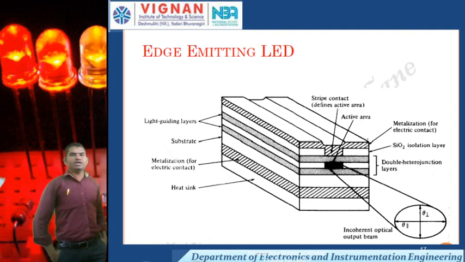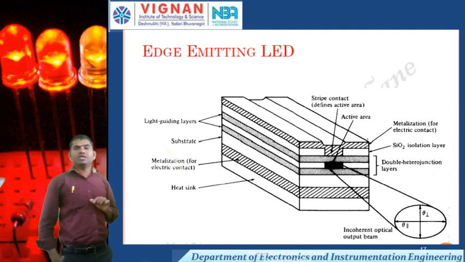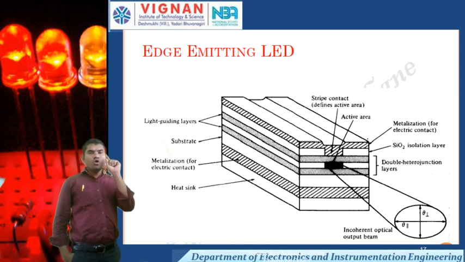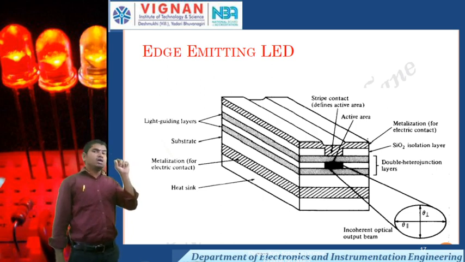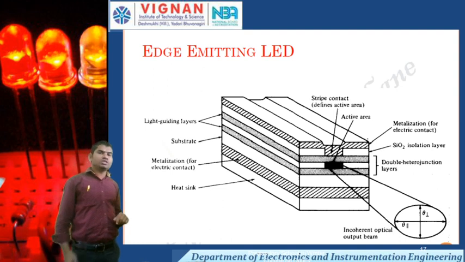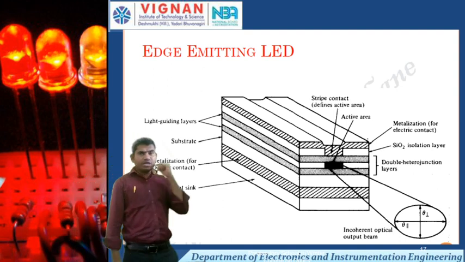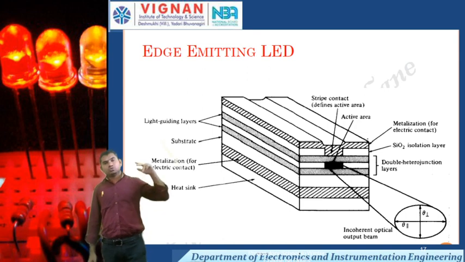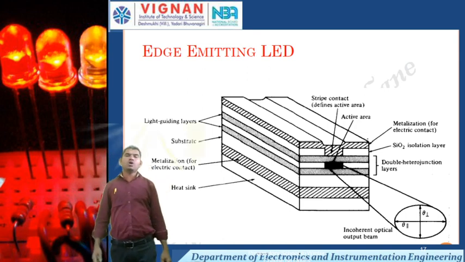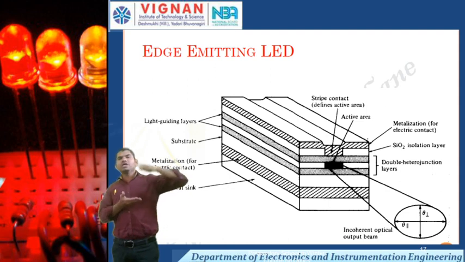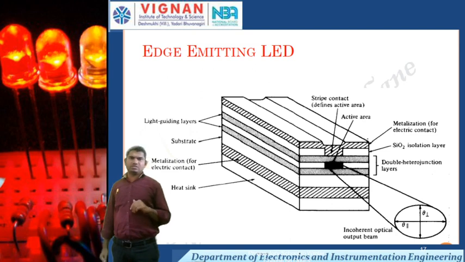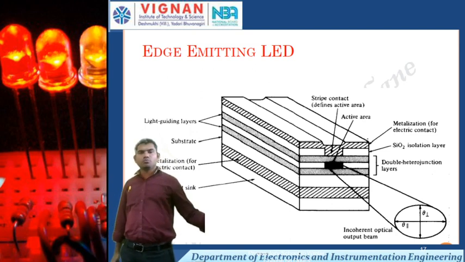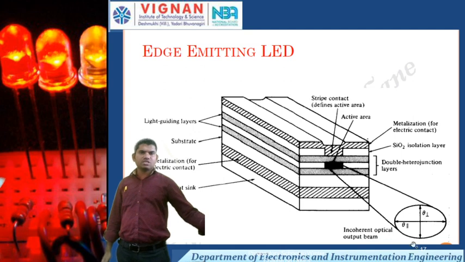The surface emitting LED is a homojunction type of LED. Coming to this edge emitting LED, this is the double heterojunction LED. Here in this double heterojunction, as I already discussed, there are more than two layers, and the materials used to fabricate the edge emitting LED are different materials. The output we get from only one edge.